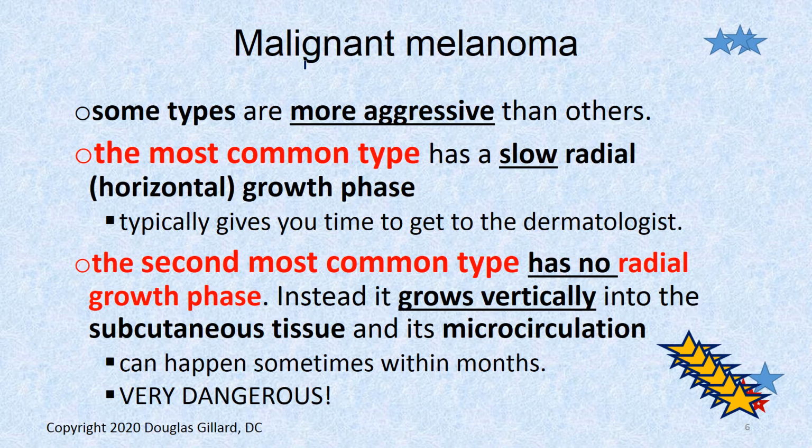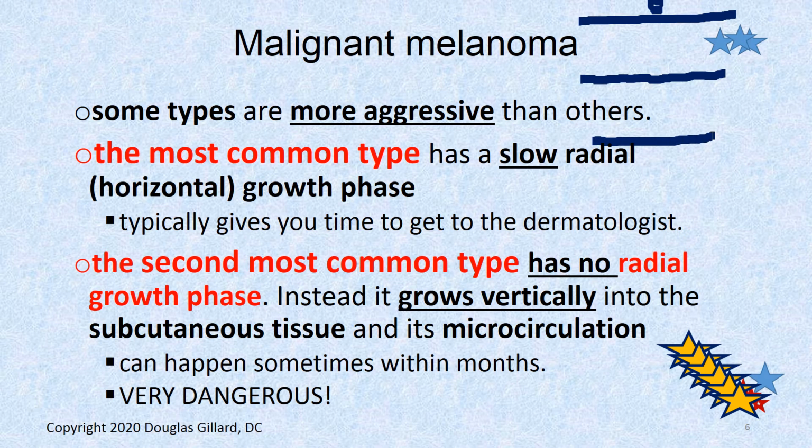The most common type has a very slow radial growth phase. Remember we talked about that? Let's say that's the stratum basale, and there's the stratum corneum. This is the outside world. There's the sun up there. And then this is the dermis down here. The most common type hangs out right in here, and it spreads kind of radially or longitudinally along the stratum basale. And as we'll see, it can give you some time at least to get to the dermatologist. The nodular form is very, very aggressive.